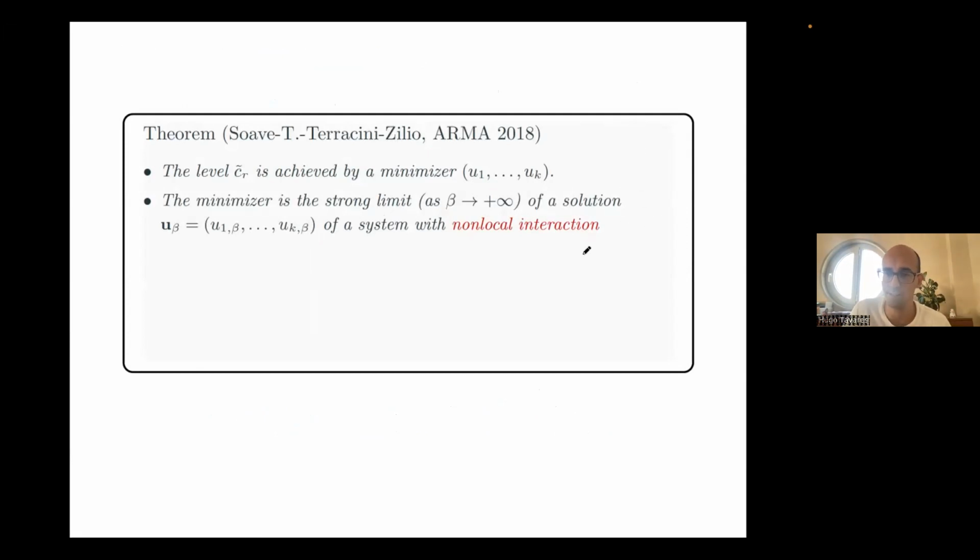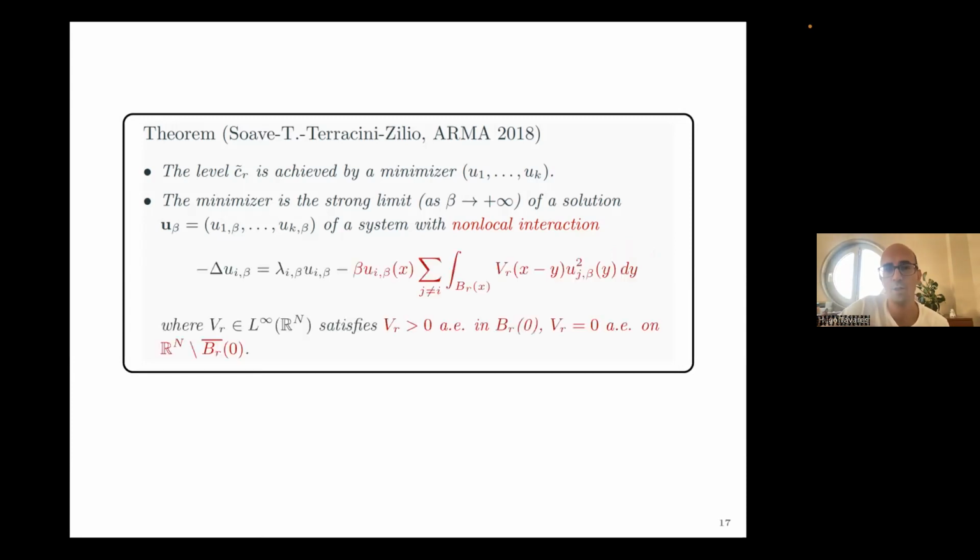Now, the previous system had a local interaction. It was related to Alberto's question. It was something like this, J to the square. And this was at the same point, right? Because you just wanted to penalize the presence of 2 at the same point. Now you want the presence of 1 at one point to penalize what happens in a whole neighborhood. So you need something like this.